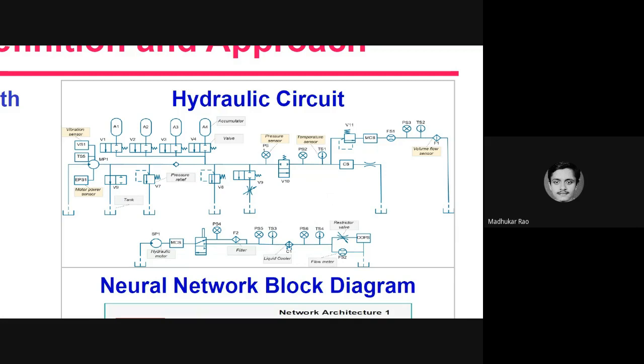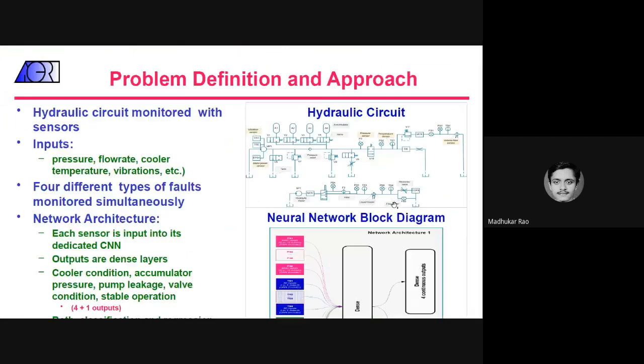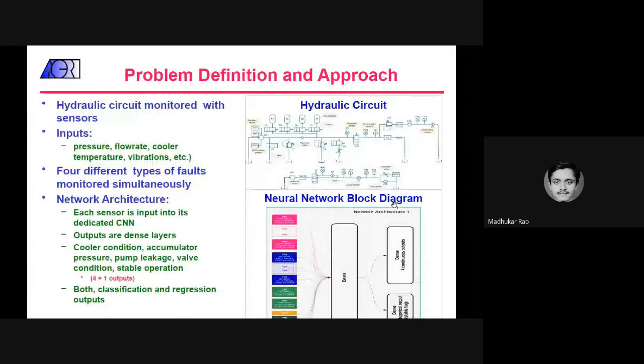temperature sensors, pressure sensors, accumulators, pumps, vibration sensors, volume flow rate sensors, motors, and so on. Quite a few components. Now, how do we model this using neural networks?